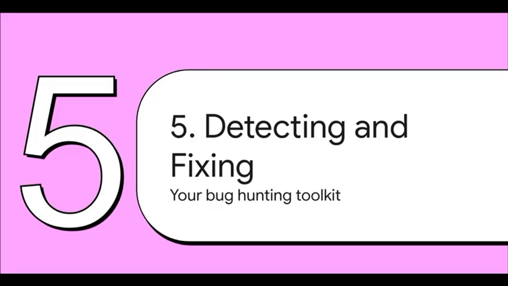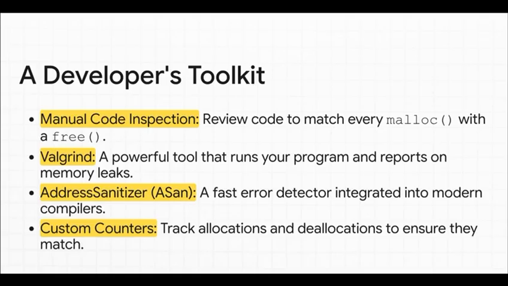So even when we're trying our best, a leak can sometimes slip past us. It happens. So when it does, how do we find it? Let's open up the toolkit and look at the best ways to detect and fix these hidden bugs. So what's in our arsenal? Well, your first line of defense is always a good old-fashioned manual code review.